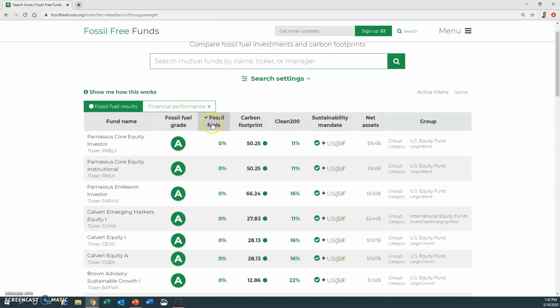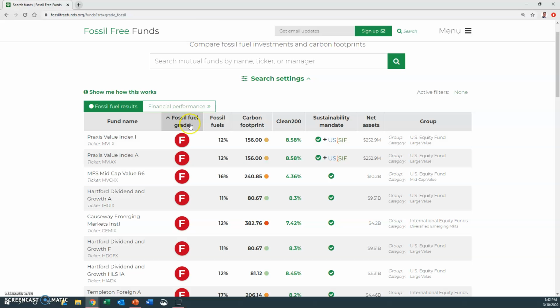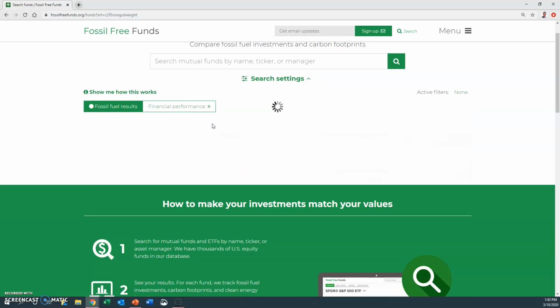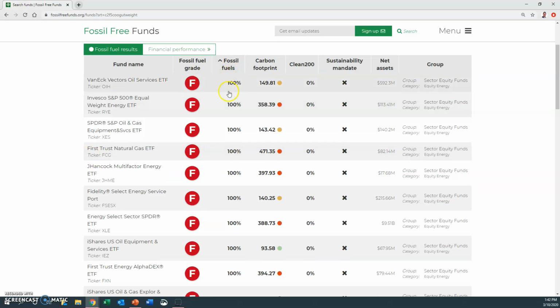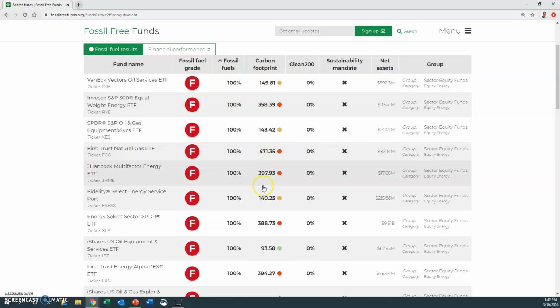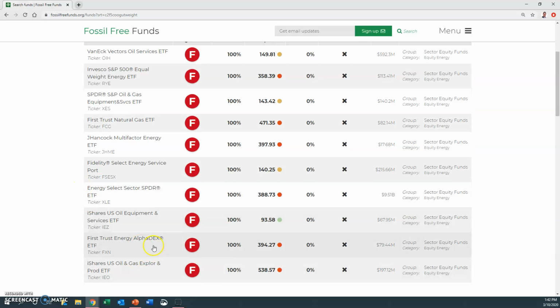So let's take a look. Let's start with this. You can actually rank. Obviously we have a good fossil fuel grade here. Let's do the highest fossil fuel. So these are invested in 100% fossil fuels, right? And you can see carbon footprints are high. Obviously the fossil fuel grade isn't the best. But yeah, we could take a look. Let's click on one of these here.